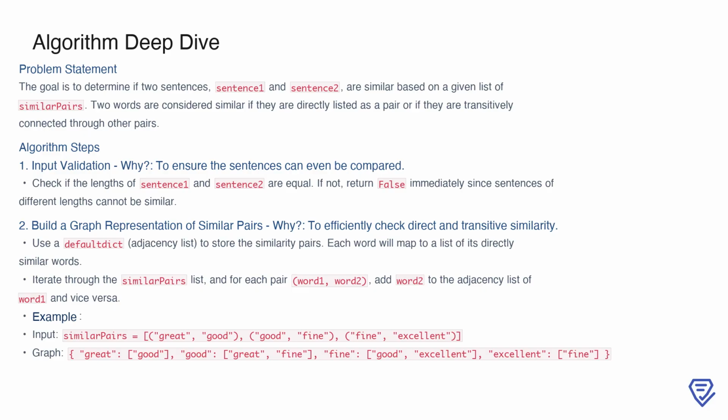Next, we construct a graph representation of the similarity pairs to efficiently check both direct and transitive relationships. Here, a graph is represented as an adjacency list using a defaultdict. By iterating over each pair in similar pairs, we populate the graph such that for a pair, word 1, word 2, word 2 is added to the adjacency list of word 1 and vice versa. For example, with similar pairs containing pairs like great, good, good, fine, and fine, excellent, the graph maps good to both great and fine, and so on. This graph structure lays the foundation for the next steps in the algorithm.